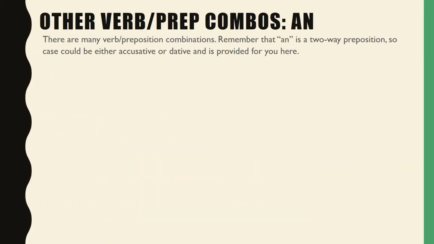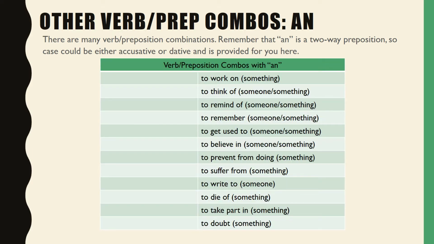We will begin with on. There are many verb preposition combinations. Remember that on is a two-way preposition, so case could be either accusative or dative and is provided for you here. If you wish to use this video to practice, pause the video now.